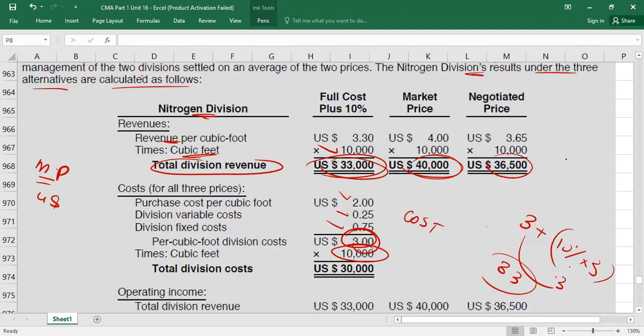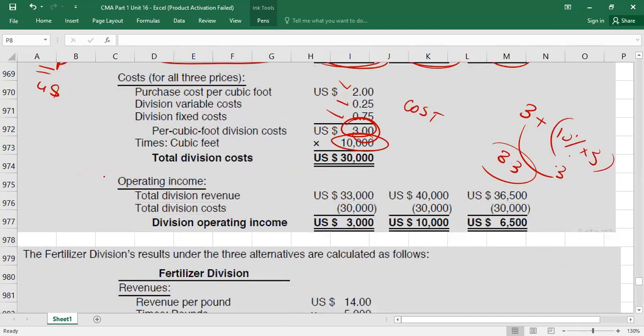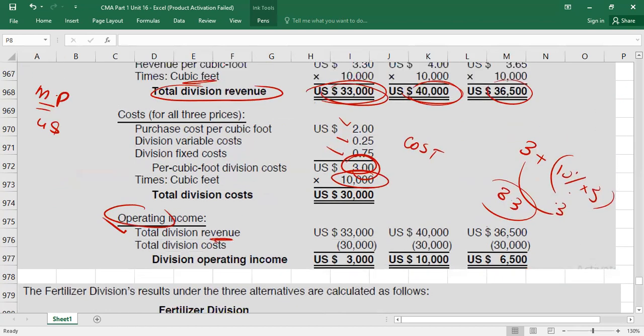Ready? Okay, now if I want to do the profit, I'm calculating profit for which division? Nitrogen division. For profit, for operating income, if I want to calculate, I have to write what? Revenue first. Revenue I calculate under each option. We calculate here 33, 40, and what? 36,500, right? Now we'll deduct here cost.